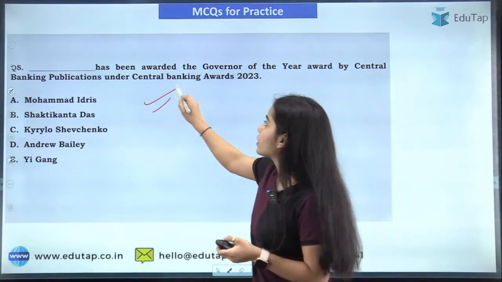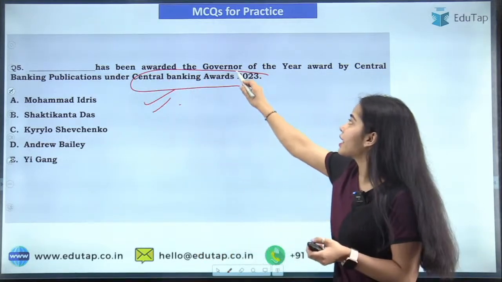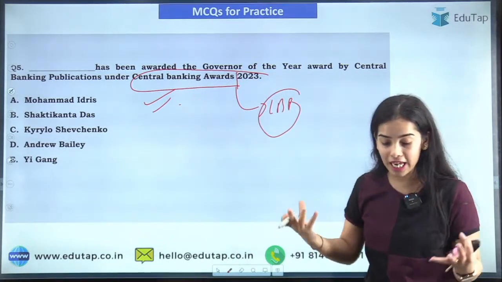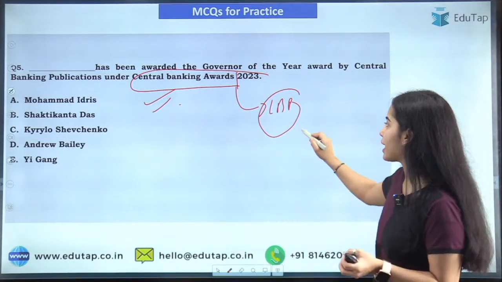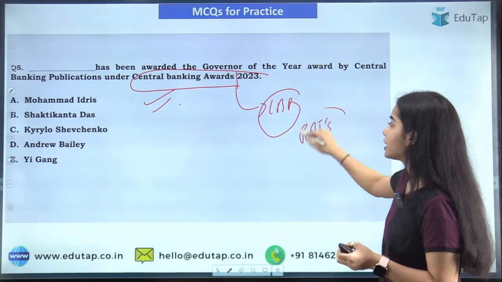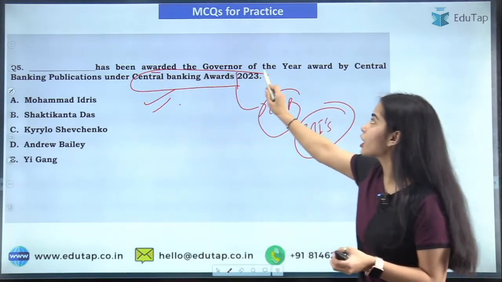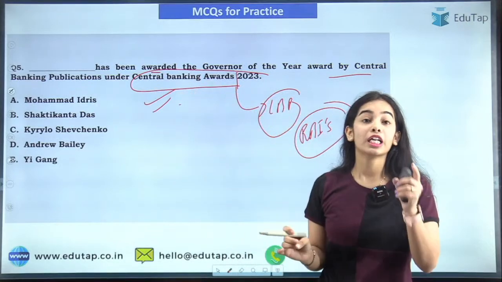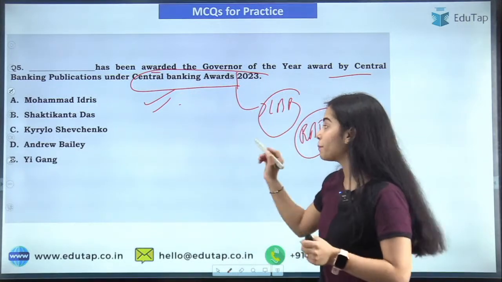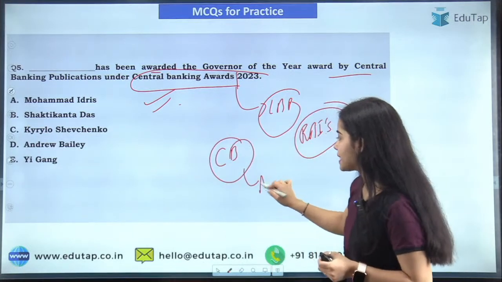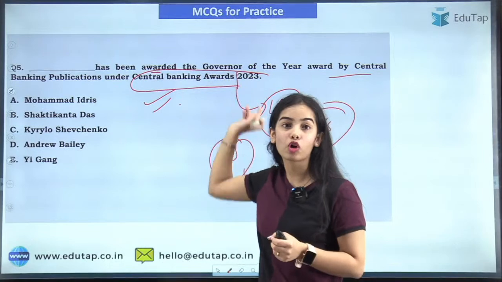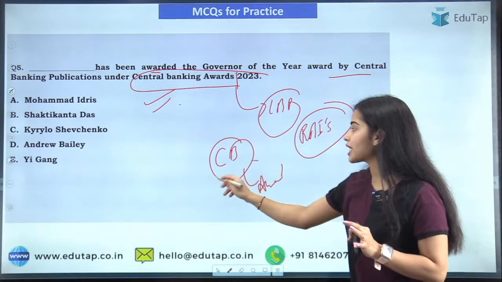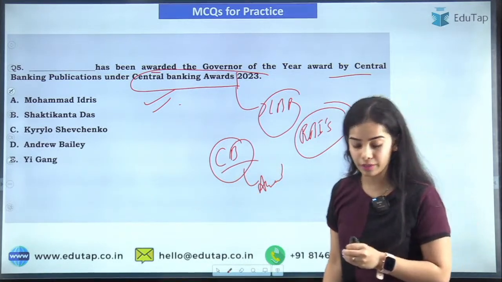Now coming to this question, the Central Banking Awards are released by Central Banking Publications every year, and this year a big achievement has been made by RBI's governor, Shaktikanta Das. He has been awarded the Governor of the Year award by Central Banking Publications. Now you have to tell which has got the best central bank award for the Central Banking Awards 2023. If you know this, that means your current affairs are completely covered. Which has got the Central Bank of the Year award?